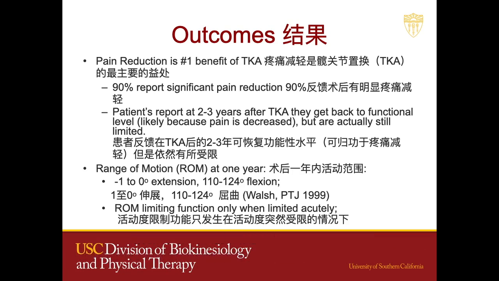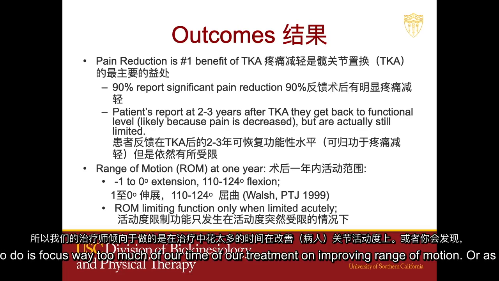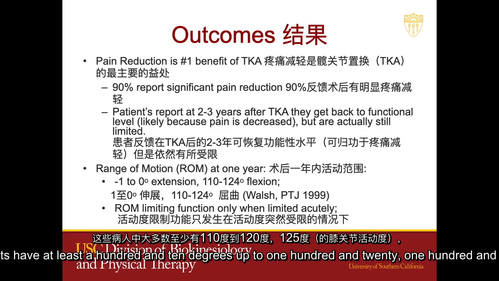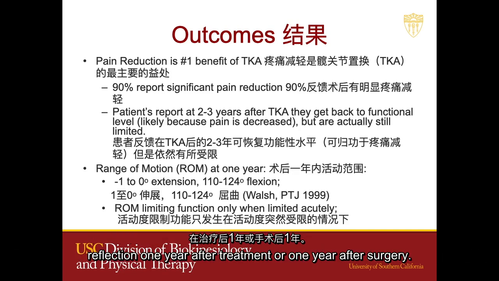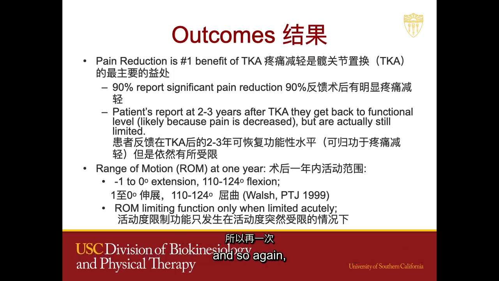The other thing I think is really important to be aware of is that range of motion at 1 year is actually pretty good for these patients. So what we as therapists tend to do is focus way too much of our time, of our treatment, on improving range of motion. Whereas you're going to find that generally, most of these patients have at least 110 degrees, up to 120, 125 degrees of flexion 1 year after surgery, even if very little treatment has been done for range of motion. And so, again, this is a functional improvement.